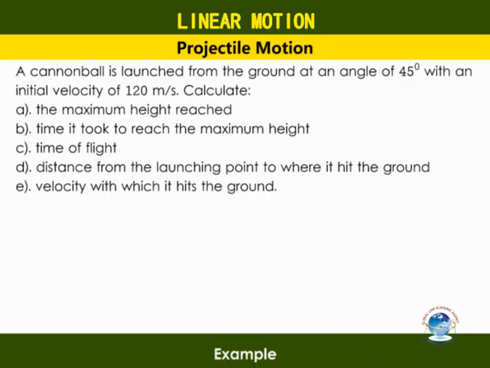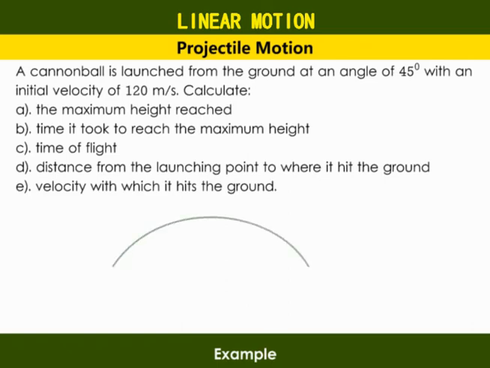Let's take an example. A cannonball is launched from the ground at an angle of 45 degrees with an initial velocity of 120 meters per second. Calculate A, the maximum height reached, the time it took to reach the maximum height, the time of flight, the distance from the launching point to where it hit the ground, and the velocity with which it hits the ground. So, this is how the motion looks like.